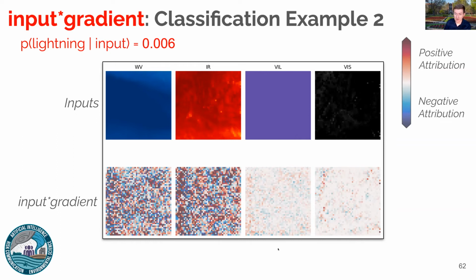Same thing with visible. You can see some hints at some small clouds there, or maybe very low clouds in the atmosphere, but definitely not tall enough to make any sort of lightning. And then you'll see that the infrared and water vapor here are attributing more to the overall prediction of this example. Go to the next example.